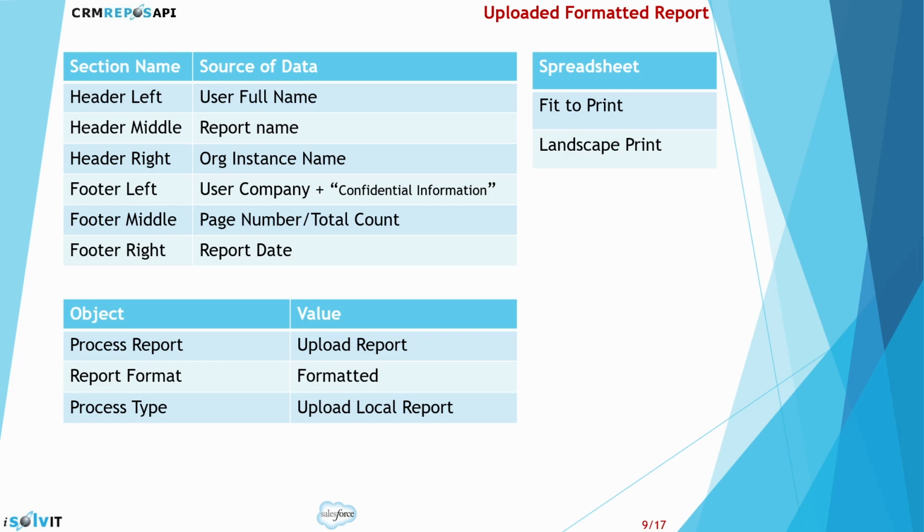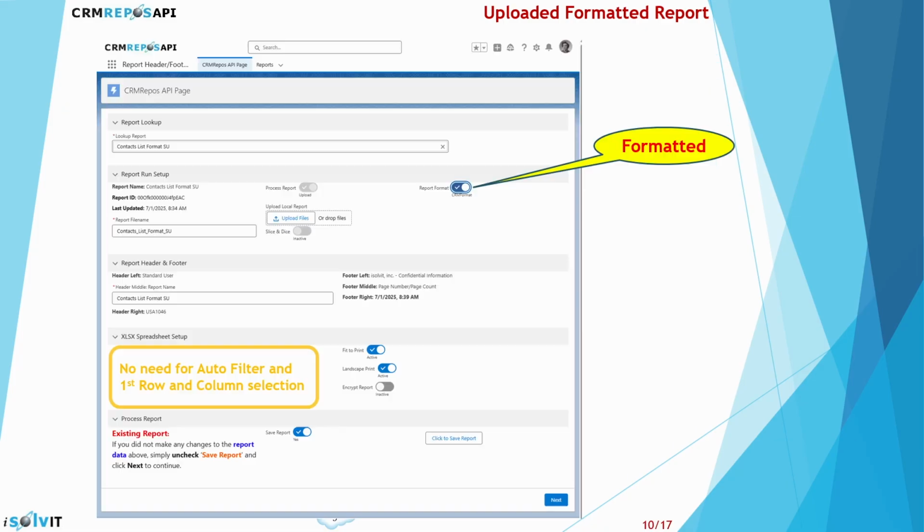Altogether, the screen provides a complete, easy to understand overview of how CRMRepo API structures, formats, and prepares a report before generating the final Excel file. This page guides you through every step required to prepare, configure, and process an uploaded Salesforce report using CRMRepo API. The screen is organized into 5 sections, each handling a specific part of the setup and processing flow.